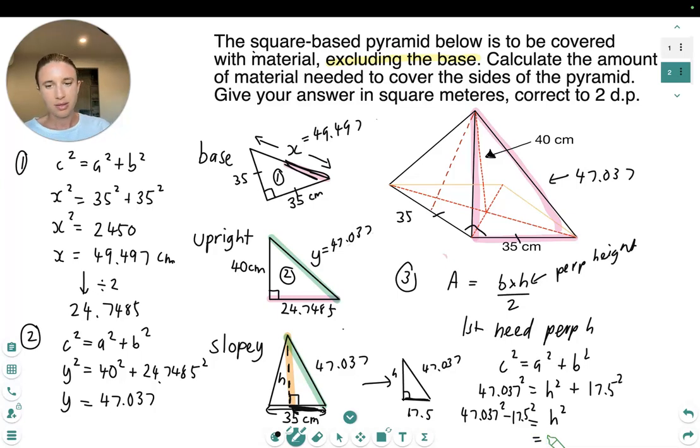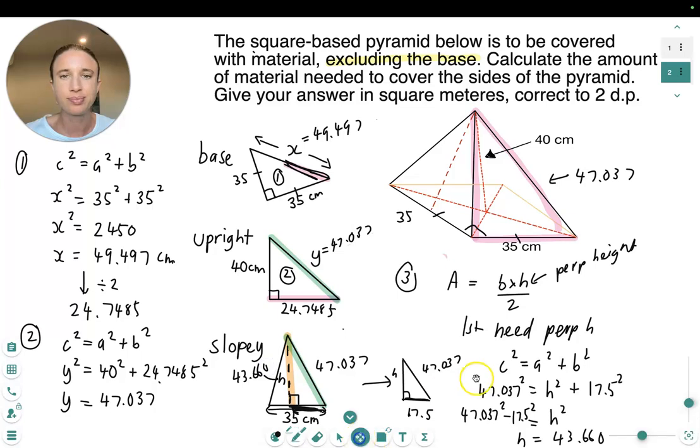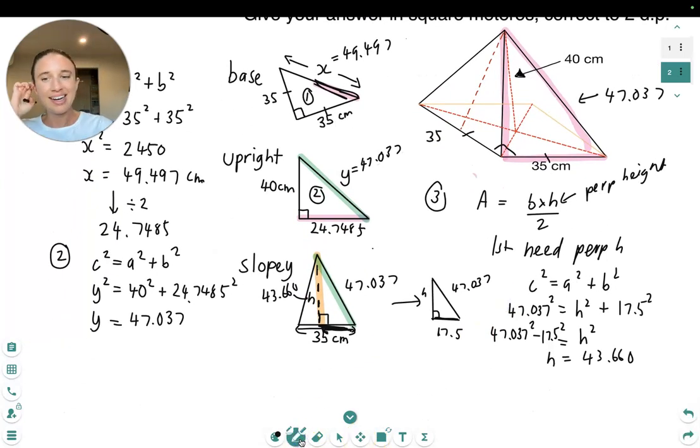Okay. Chuck in your calculator, 47.037 squared take away 17.5 squared is 1906 point something. I'm keeping that on my calculator and square root the answer. So h is 43.660. That's the perpendicular height. Now I'm going to label that in, and we're coming back to this main diagram. So this is now 43.660. We're nearly at an answer.